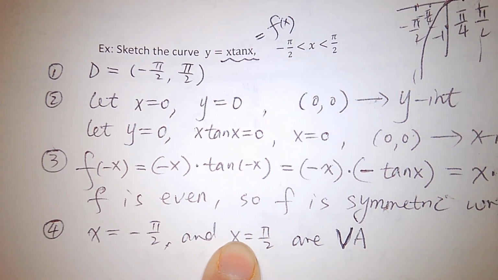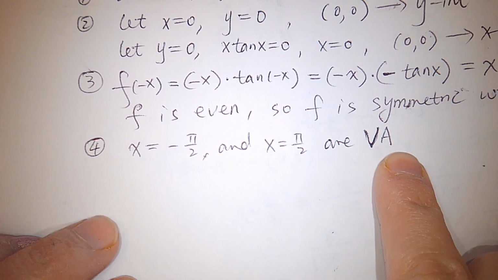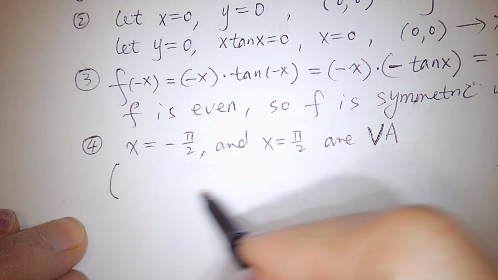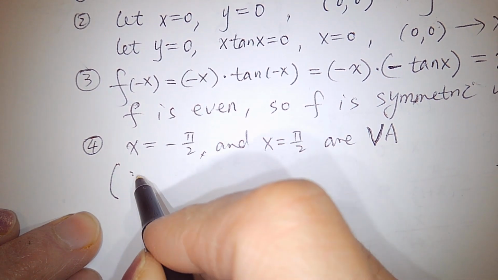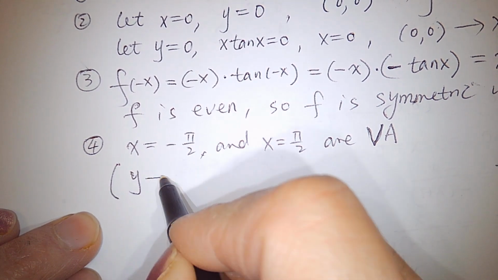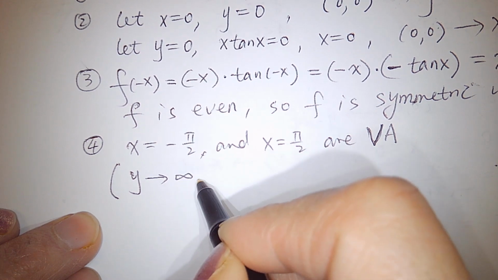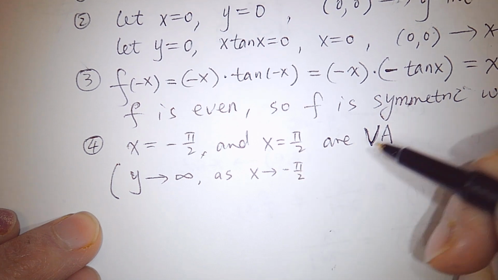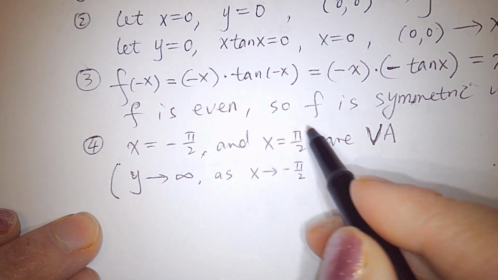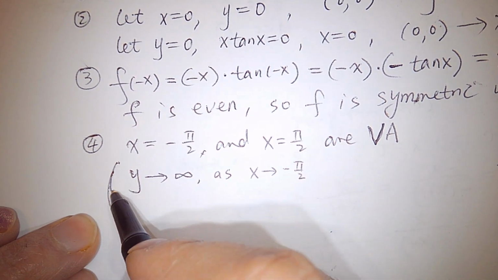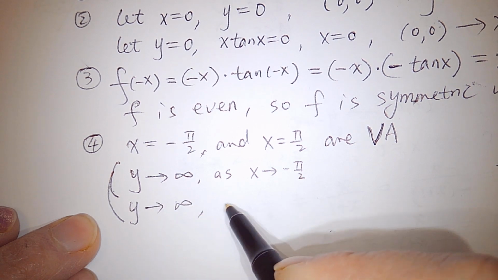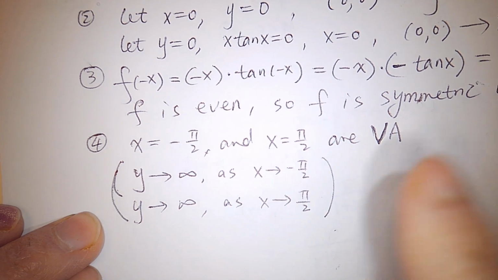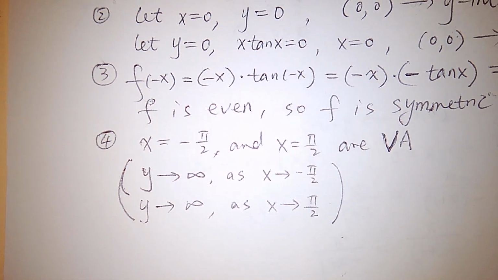Let's remember the definition for vertical asymptotes. This is the explanation: y goes to positive infinity as x goes to negative pi over 2. And why is this one a vertical asymptote? Because y also goes to infinity as x goes to positive pi over 2. So that's the reason why they are the vertical asymptotes.